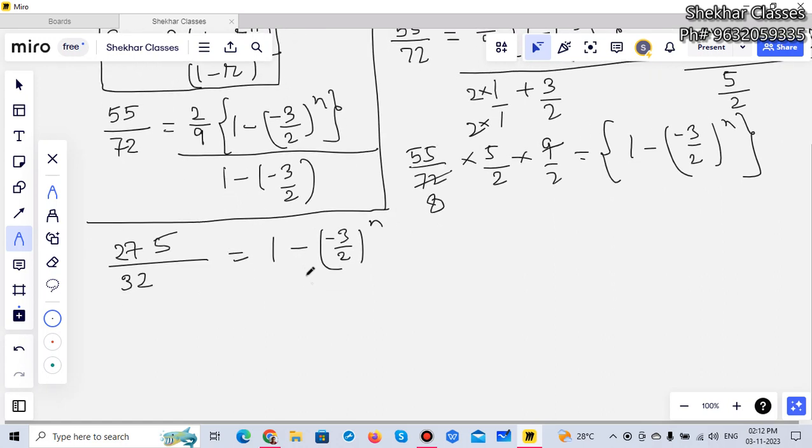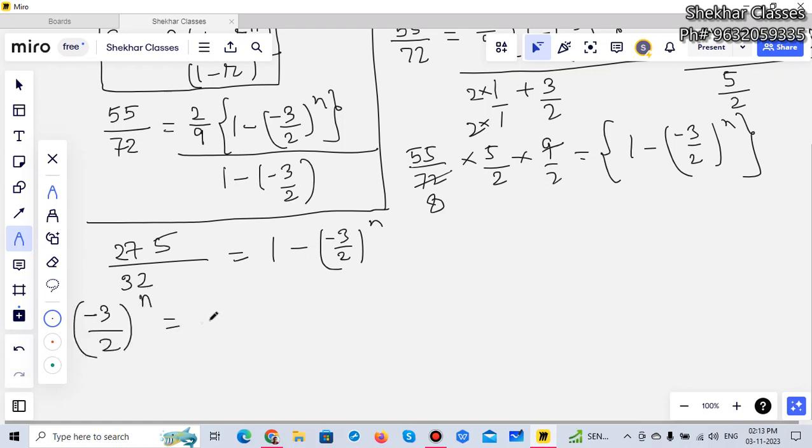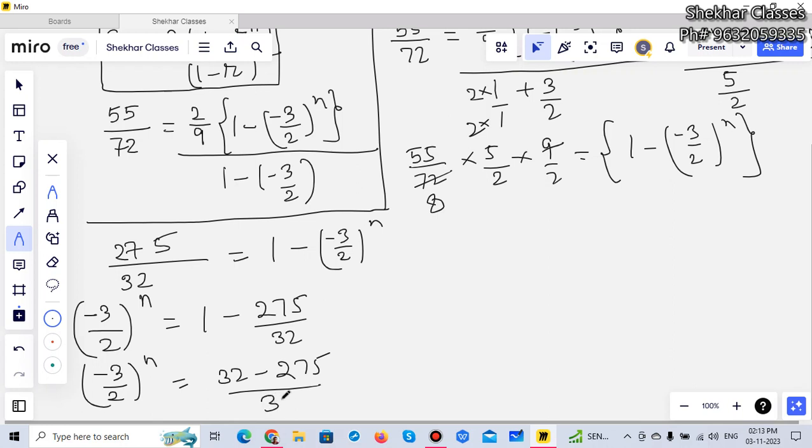Right, now what I'll do is I will move this to the other side, and I will move this to the other side, so that we can solve for n in it. Okay, so how do we do this? So I can write here minus 3 by 2, the whole power n is equal to 1 minus 27 upon 32. So minus 3 by 2, the whole power n is equal to 32 minus 27 upon 32.